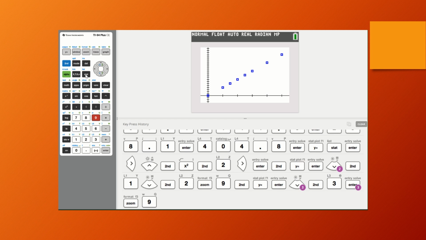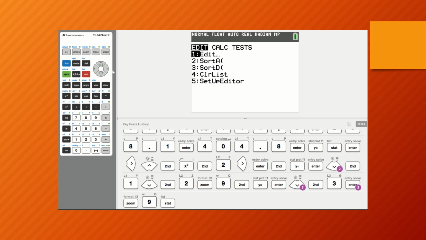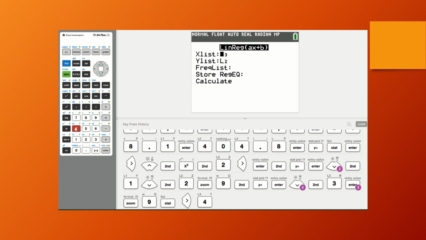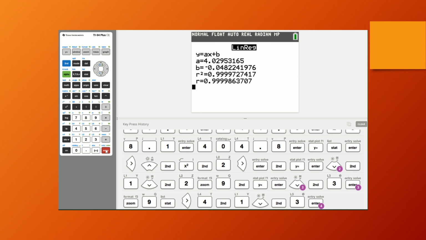So why don't we get our linear regression equation. So I went to stat. I go to calc. I'm going to choose option 4. I need my X list to be L1, so I need to change that. So L1. And I want my Y list to be that linearized data, which is in L3. So I'll change that. Now enter, enter, enter, enter. And we got y equals 4.03x minus 0.05. Well, there's our linearized data.